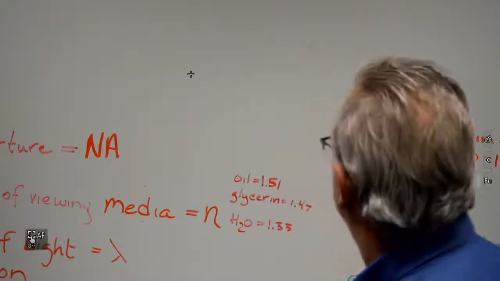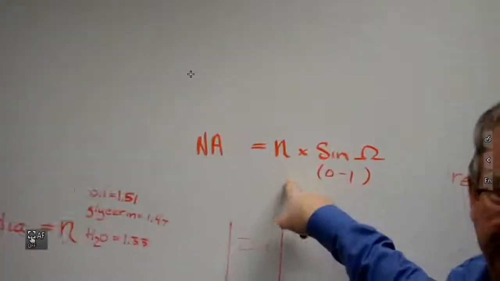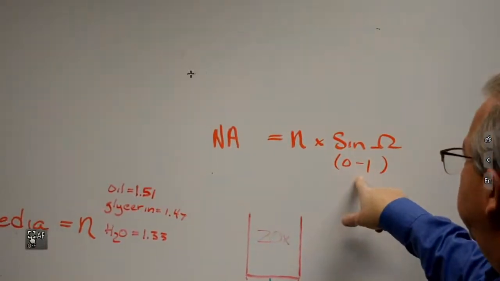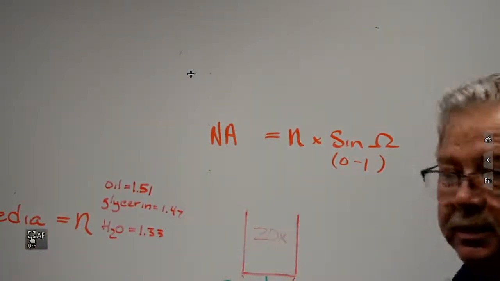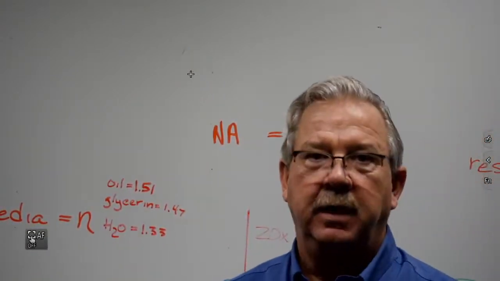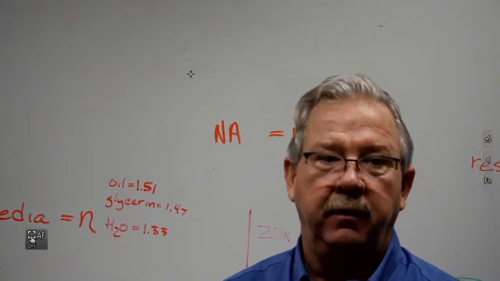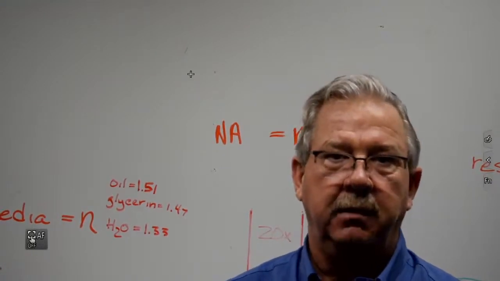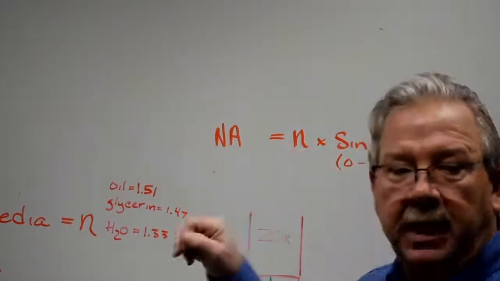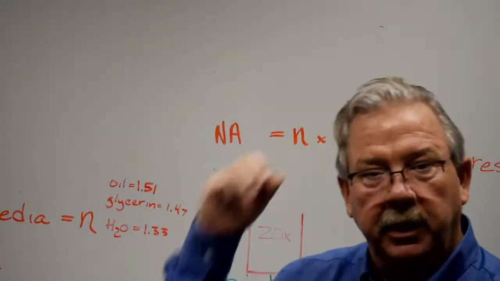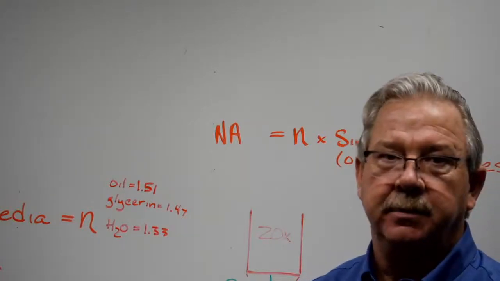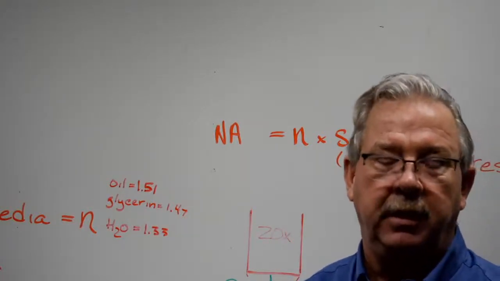So the first one that we're going to look at is numerical aperture is equal to n times the sine of omega. Numerical aperture is written on every objective that you use, and it is a very important factor because it's controlling our resolution. N here is equal to the refractive index of the media that we're looking through, which for today and most of our forensic customers is almost always going to be air.